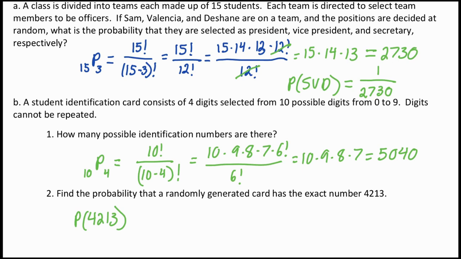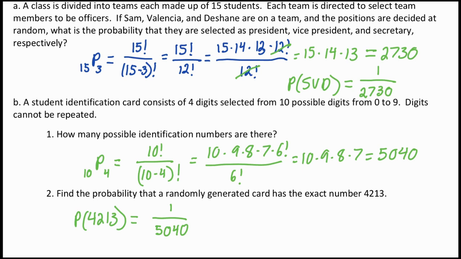Okay, so how many favorable outcomes do we have? Just one, right? This is one specific number. Do we understand that? So our probability of getting this is 1 out of 5,040. Okay, do we understand that probability and permutations are different?